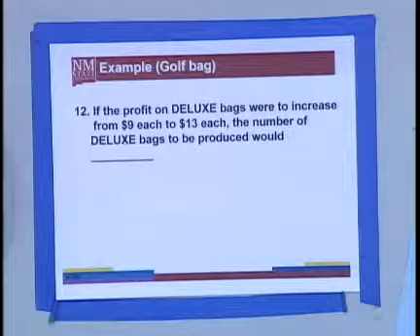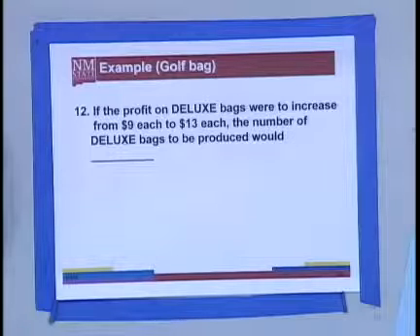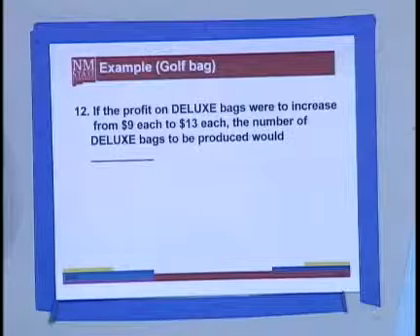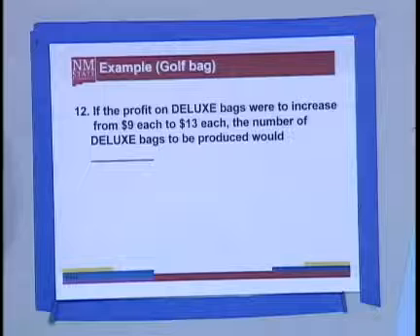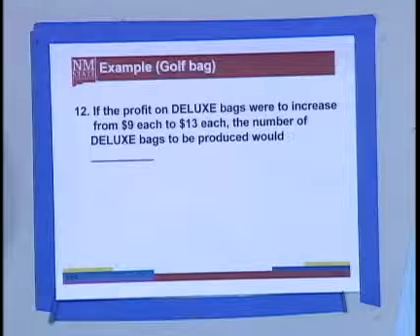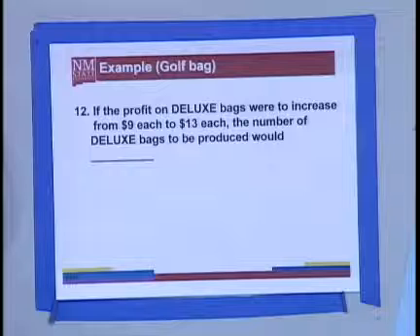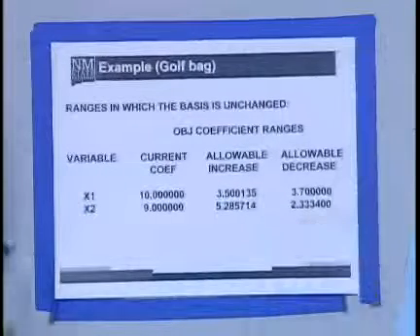Okay, how about number 12? I think, again, it's the same type of question, right? If the profit on the deluxe bag were to increase from $9 to $13 each, what will be the effect on the number of deluxe bags to be produced? So we need to use the objective coefficient ranges, right?